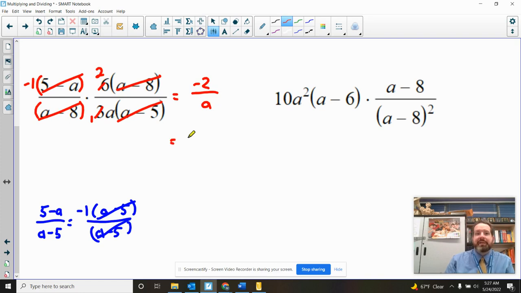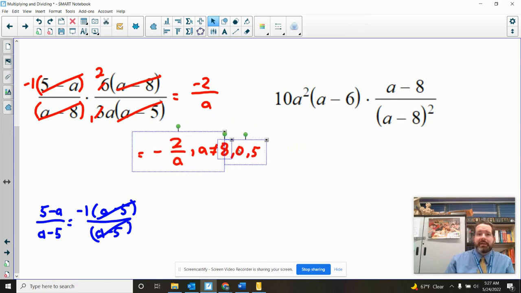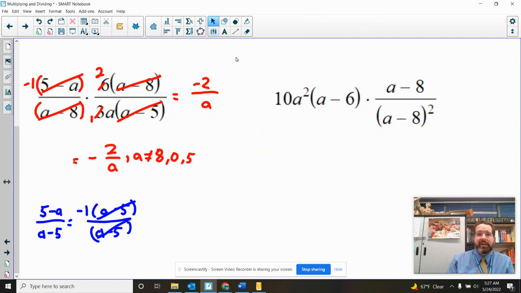That's all that's left. We will typically write the negative sign in front of the fraction, and we'll make a note, hey, make sure your a isn't, I'm looking now at my denominators, the number 8. Make sure it isn't, when it's a is by itself, make sure you have the number 0, and from here, the number 5. So a cannot be 8, 0, or 5.